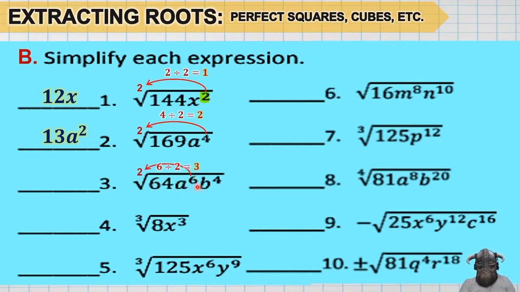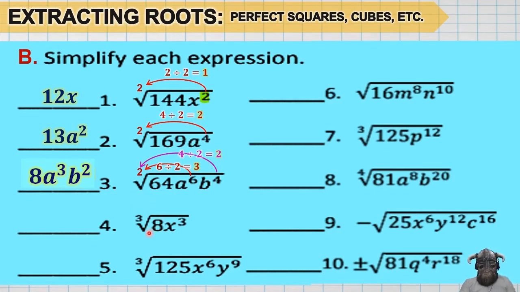So, 6 divided by 2, that will be equal to 3. So, yan ang magiging exponent ni a. Then, b raised to 4, 4 divided by 2 naman to. At ang sagot natin dyan ay 2. So, yan ang magiging exponent natin kay b. So, our final answer will be 8a raised to 3 times b raised to 2 or 8a cubed times b squared.